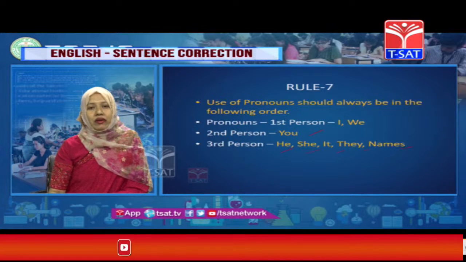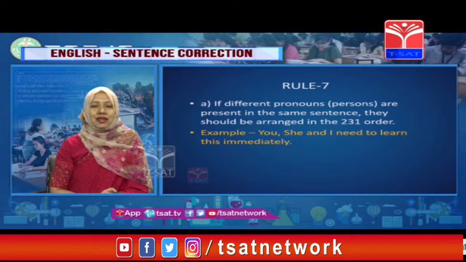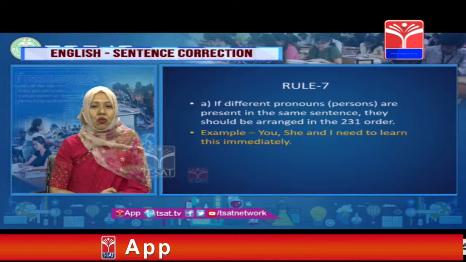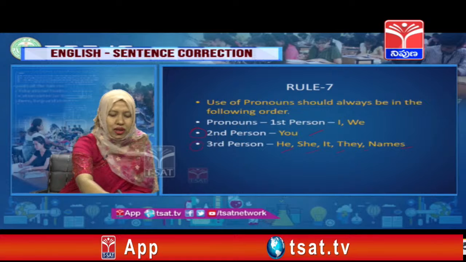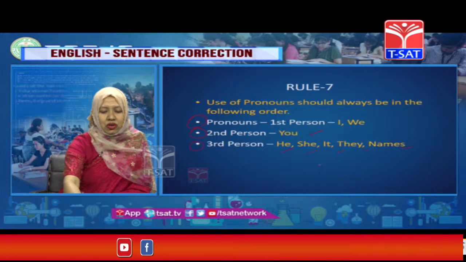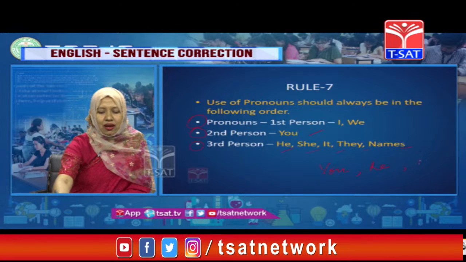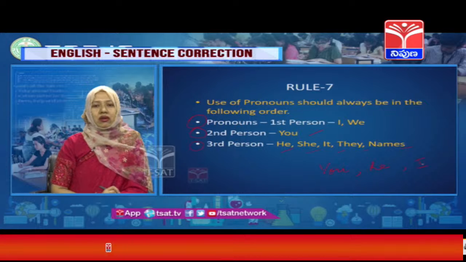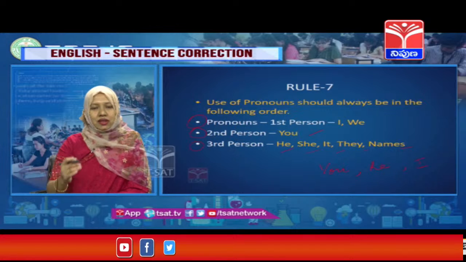Now what is that format? If different pronouns or persons are present in the same sentence, they should be arranged in 2-3-1 order. What is the 2-3-1 order? First you will use you, then next you will use he, then you will say I. Remember the 2, 3 and 1 order: second person, third person and first person.